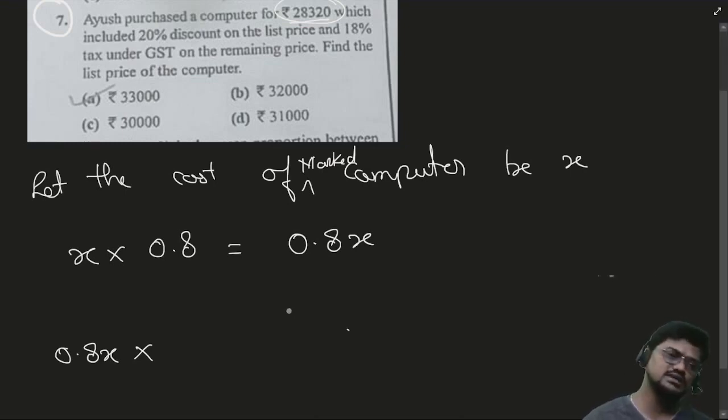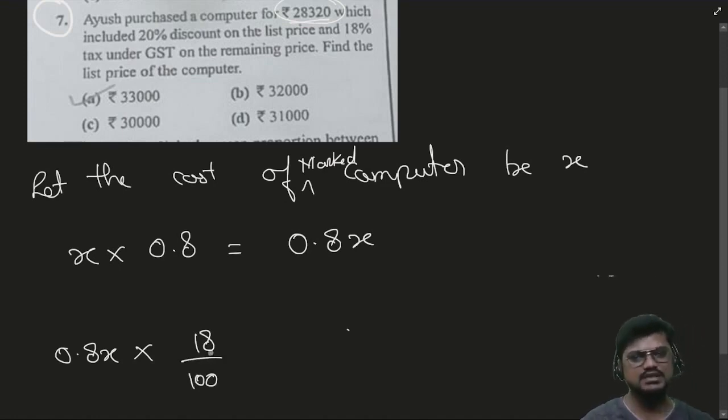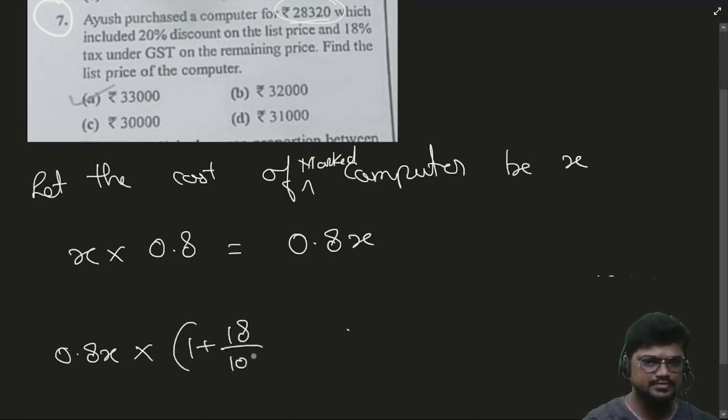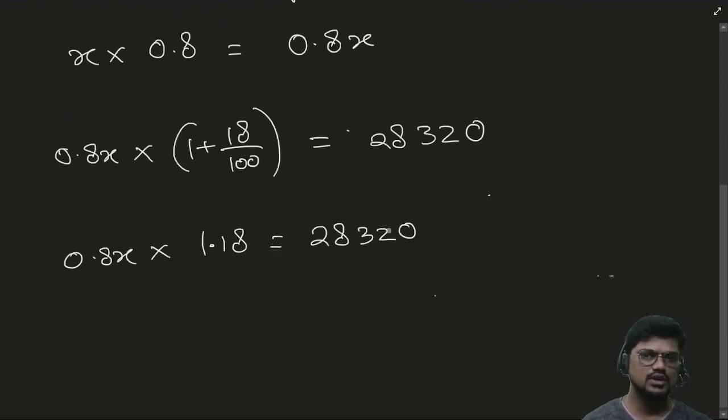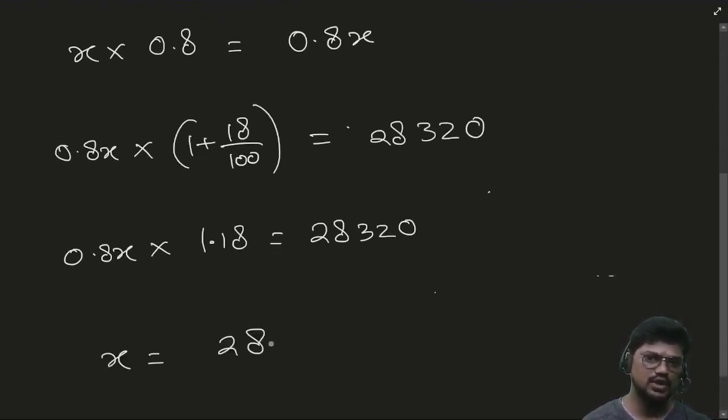See, if you want only the GST, we'll calculate the 18%. But if you want the amount plus GST, then we will multiply with 1 plus 18 by 100 so that the principal also gets added. That will give you the amount, and that amount is 28320. So 0.8x into 1.18 equals 28320. Finally, the value of x will be 28320 divided by 0.8 into 1.18.